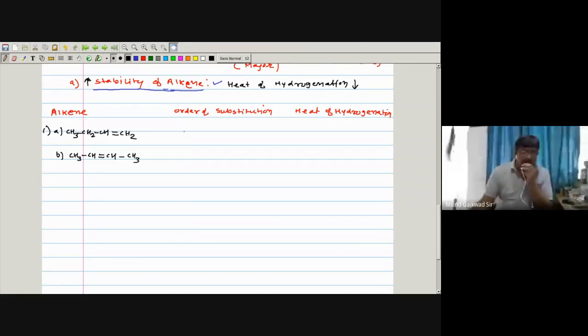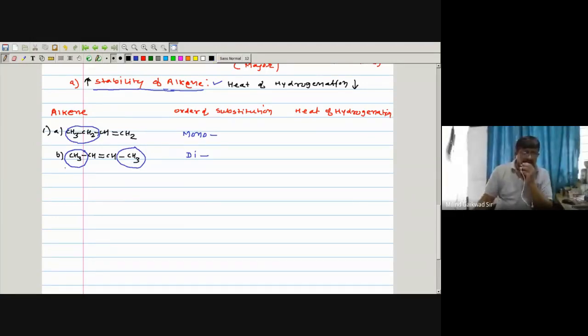Here if you see the order of substitution, it is a mono substitution, because only one R group is directly attached to the doubly bonded carbon atom, and the remaining are hydrogen atoms. So it is a mono. Here it is a di substitution. Why? Because here are two alkyl groups. One is this methyl group and the other is this methyl group directly attached. So it is a di substituted compound.